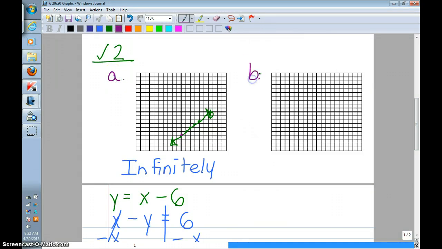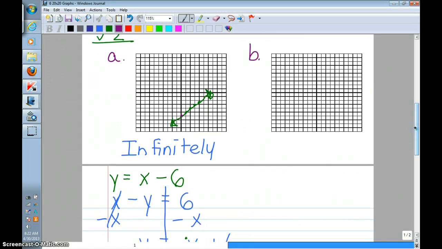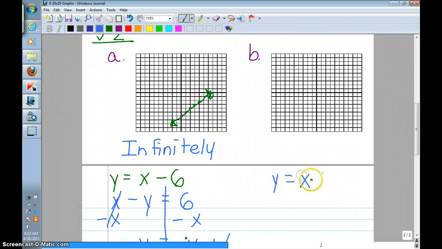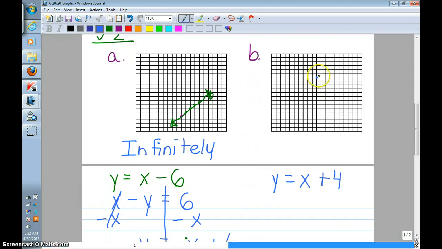Let's check 2B then. The first line is y equals x plus 4. So again, my y-intercept is 1, 2, 3, 4. My slope is up 1 over 1, up 1 over 1, up 1 over 1, or down 1. Okay, so I'm going to connect it. That's my first line.